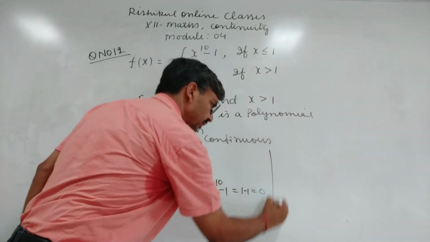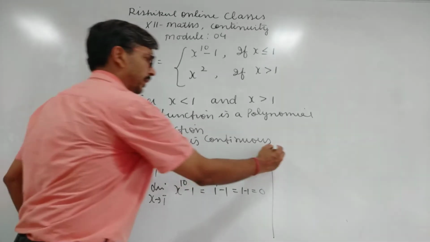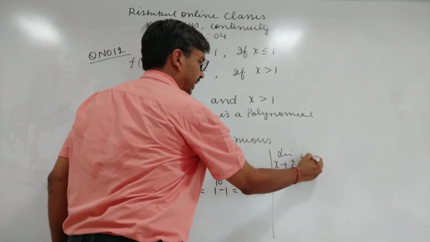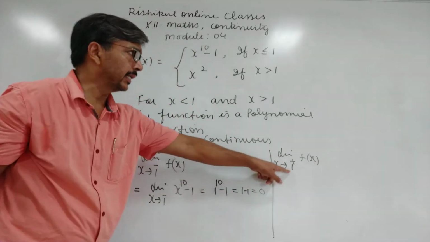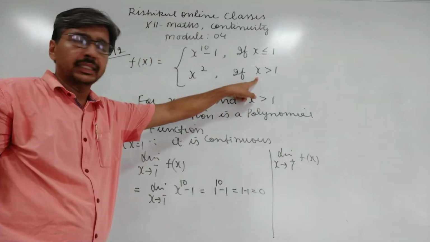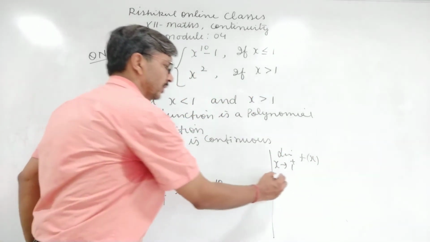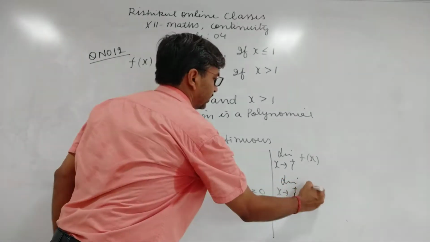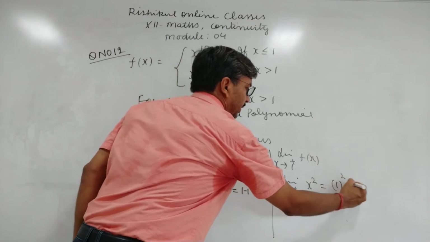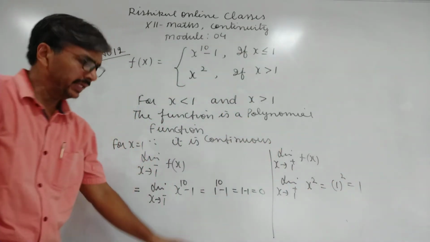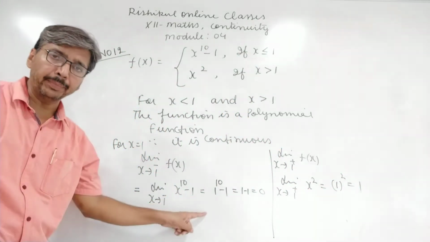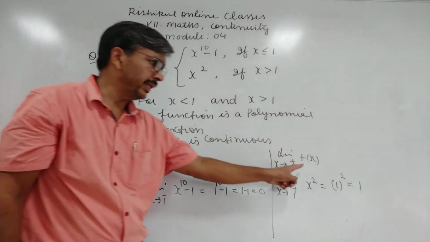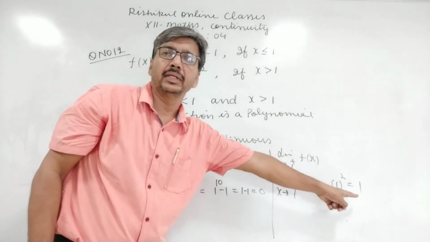Now find out right hand limit. Limit x tends to 1, f(x). Right hand means greater than 1, and when x is greater than 1, function is x square. So this will become limit x tends to 1, x square, 1 square equal to 1. Here we see that left hand limit at x equal to 1 is 0 and right hand limit at x equal to 1 is 1.